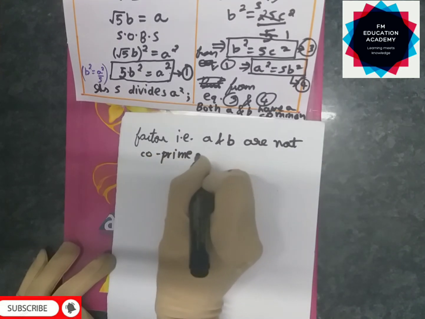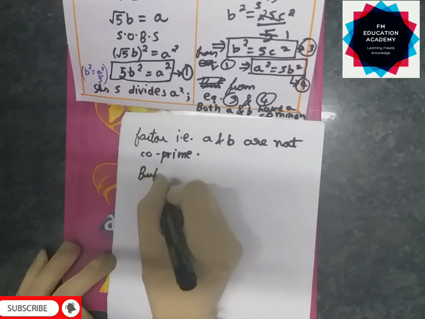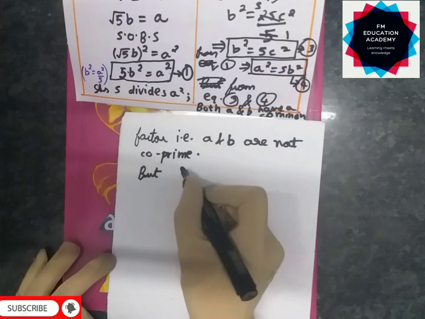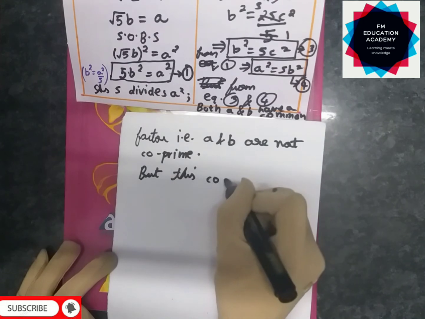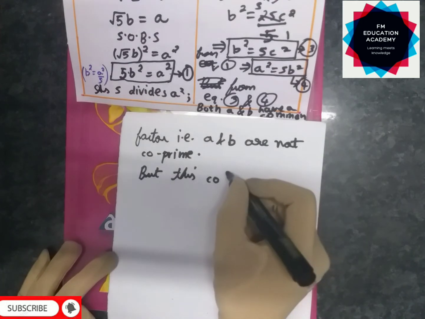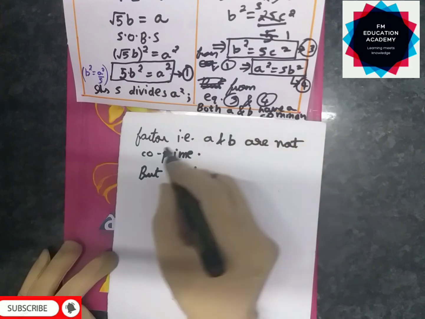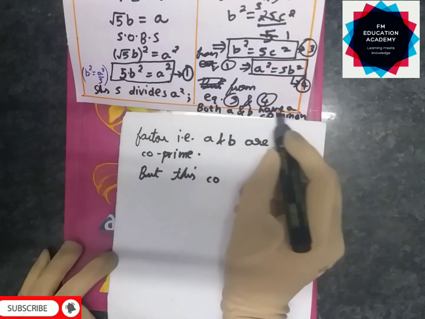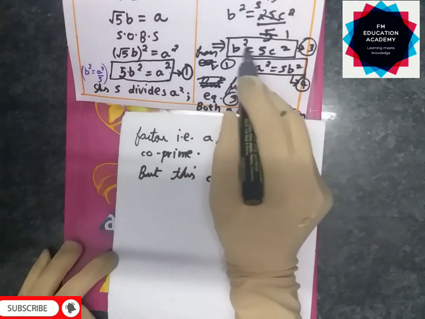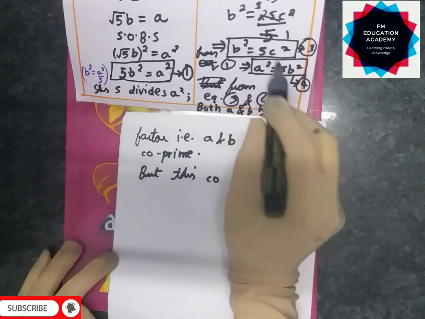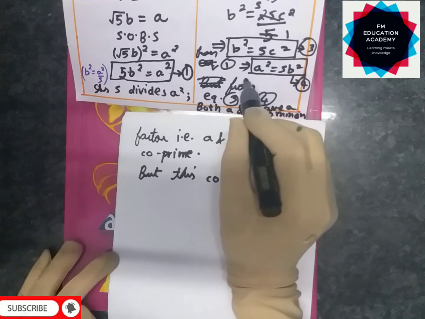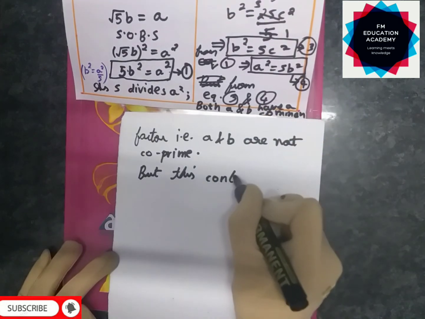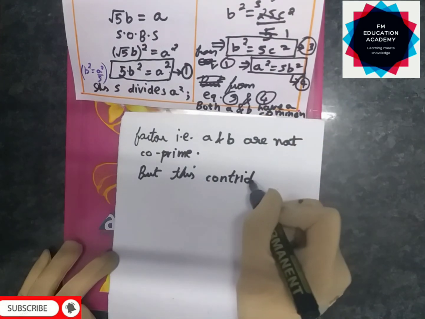So why did this happen? This contradicts the fact that a and b are co-prime. What contradicts the fact that a and b are co-prime? a and b have a common factor. That is why this is a contradiction. That is, a is having a factor of 5, b is having a factor of 5. So this is a contradiction. Contradiction means it is an opposition. That is, actually they are not co-prime, so this is opposing what we have assumed, that it is co-prime.